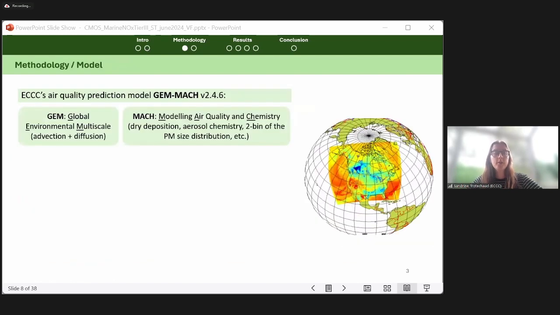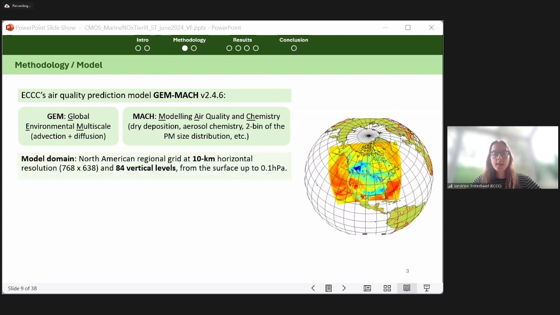To do so, we use the Environment and Climate Change Canada air quality prediction model, GEM-MACH version 2.4.6. GEM-MACH is really just the combination of GEM, the Global Environmental Multiscale model, in which there's a plugin added to model air quality, the MACH plugin, which models air quality chemistry, including, for instance, dry deposition and aerosol chemistry and many more. The coupling is a one-way coupling. The GEM model impacts the air quality, but the air quality in return doesn't impact the GEM model, so the meteorology. And at each time step, the air quality model is computed.